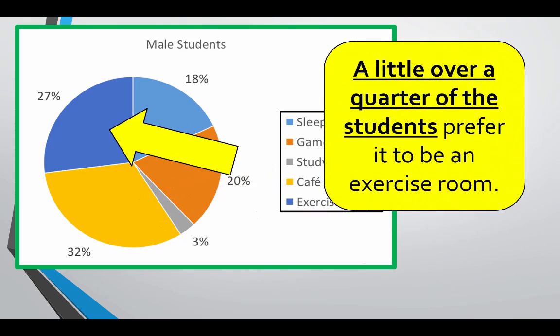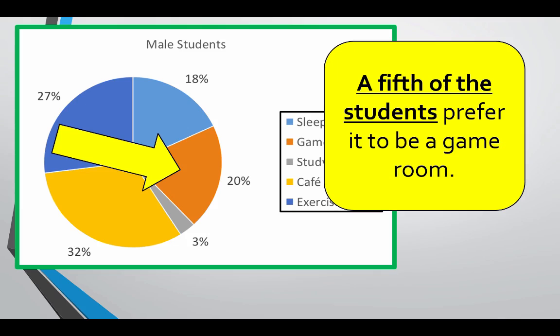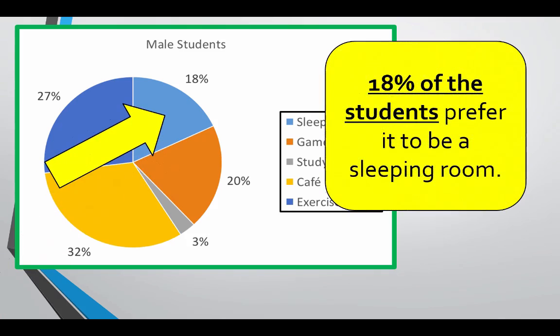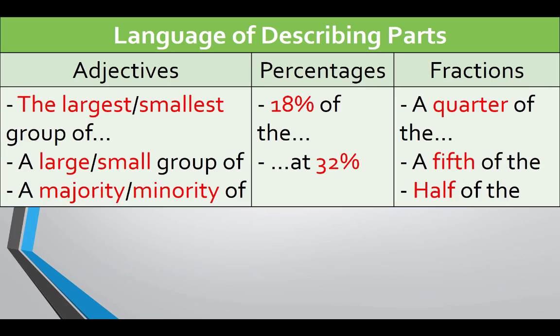A little over a quarter of the students prefer it to be an exercise room. A fifth of the students prefer it to be a game room. 18% of the students prefer it to be a sleeping room. Finally, a very small minority of students prefer it to be a study room. From the underlined parts, you can see that the speaker may choose to describe the parts in the following ways, using adjectives, percentages, or fractions.